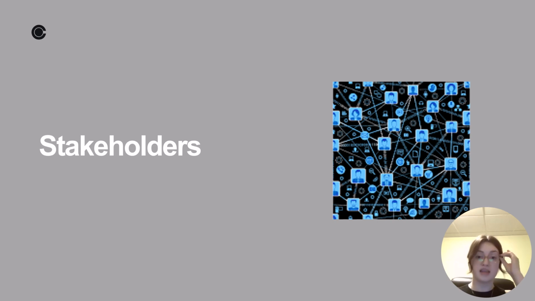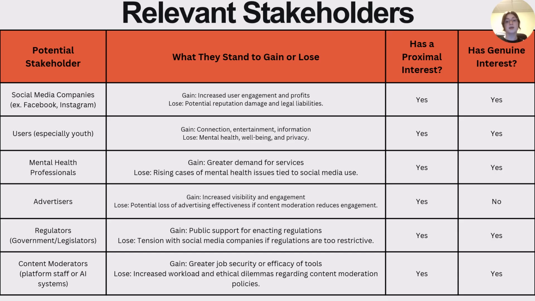So moving on to some of the stakeholders. I identified 6 main stakeholders that I'm going to go through. The first being social media companies. So what do they stand to gain or lose? They stand to gain increased user engagement and profits, which is why they exist in the first place. However, they stand to lose through potential reputation damage and legal liabilities for not focusing on mental health and user well-being.